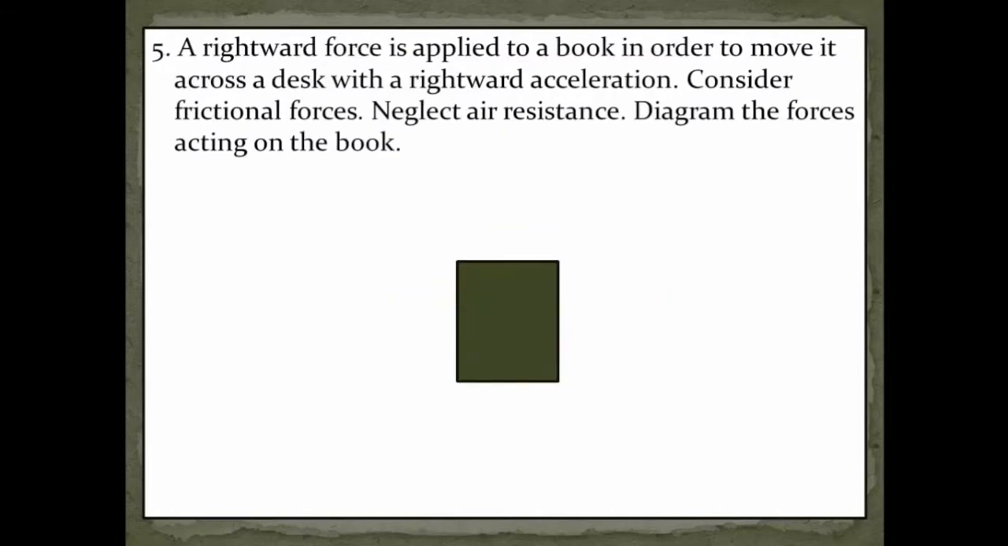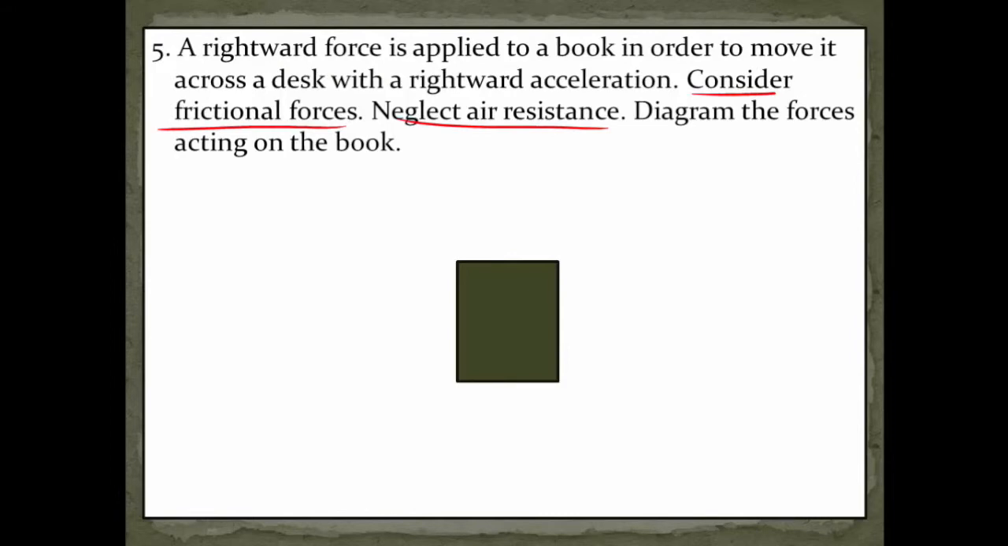A rightward force is applied to a book in order to move it across the desk with a rightward acceleration. Consider frictional forces. Neglect air resistance. Diagram the forces acting on the book. So again, we have a whole bunch of stuff going on here. We've got to consider friction, but we don't have to worry about air resistance.